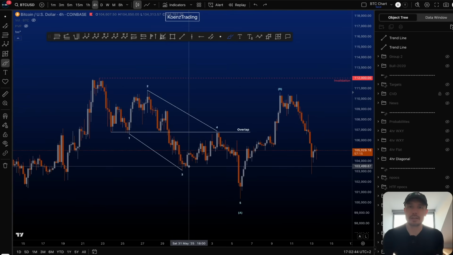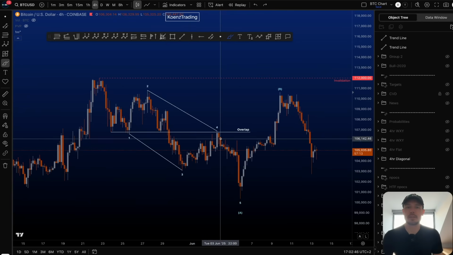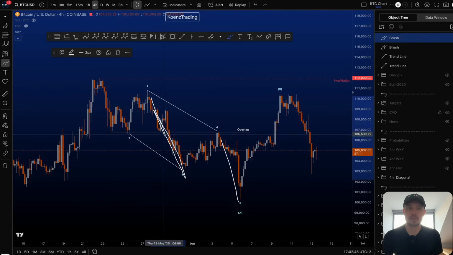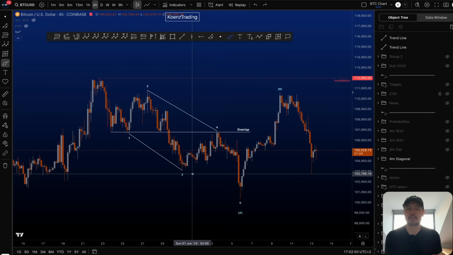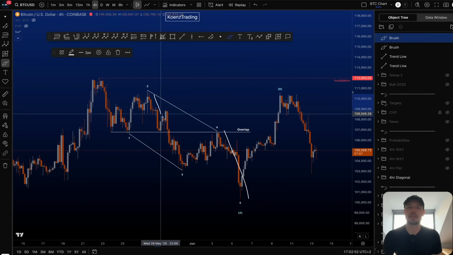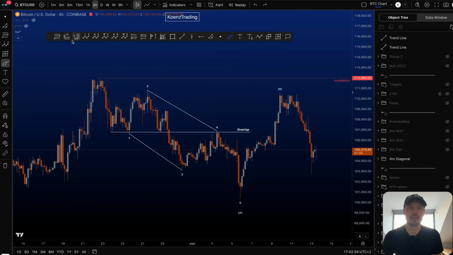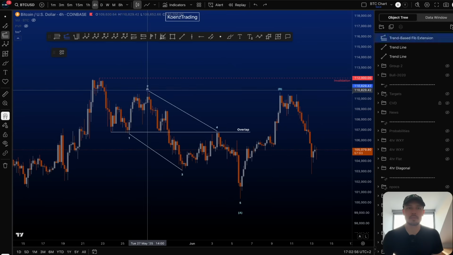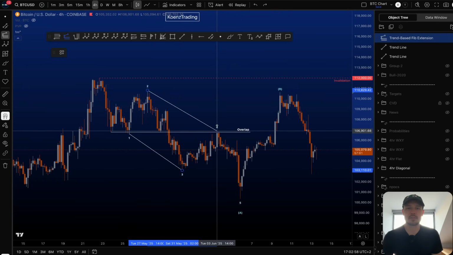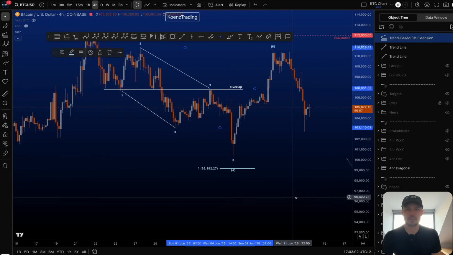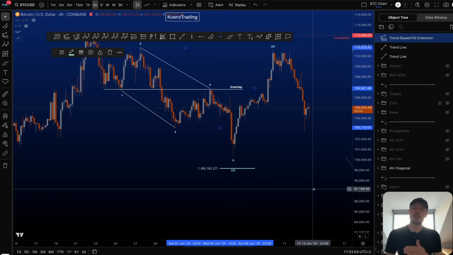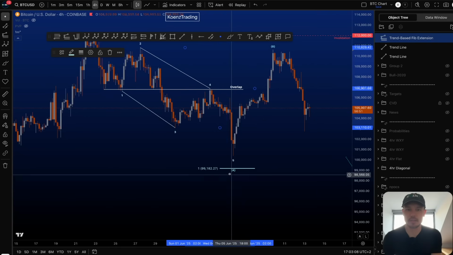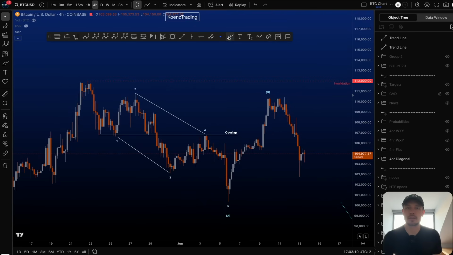But we cannot count an expanding diagonal here because wave 5 is shorter than wave 3. And a rule of an expanding diagonal is that wave 5 must be longer than wave 3. And if you take a trend-based subextension from the end of 2, end of 3, end of 4, toggle on the 1-to-1 here, then you can see that price did not reach the 1-to-1. Wave 5 is shorter than wave 3, meaning an expanding diagonal doesn't work. Therefore, the diagonals here do not work.